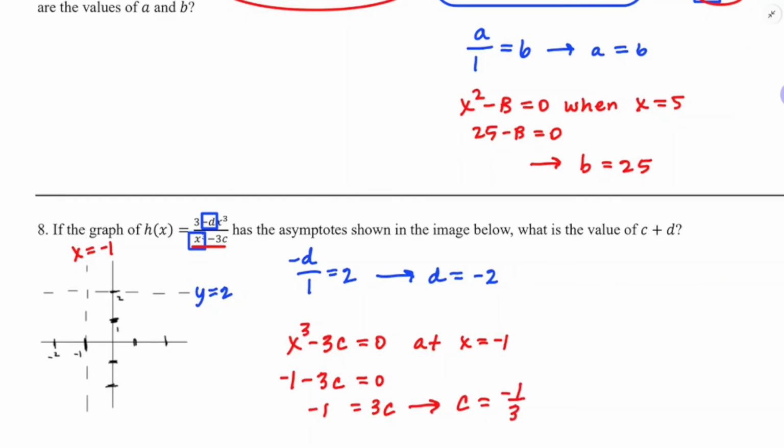And they asked me for c plus d. c plus d is going to be -2 plus -1/3. And I guess that's d plus c, but that's going to be the same thing. -2 would be -6/3, so it's going to be -7/3.